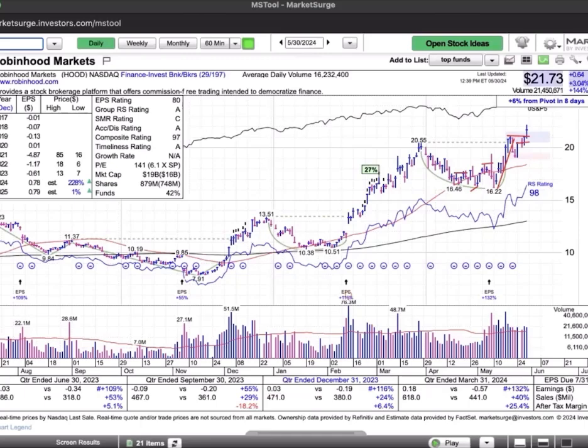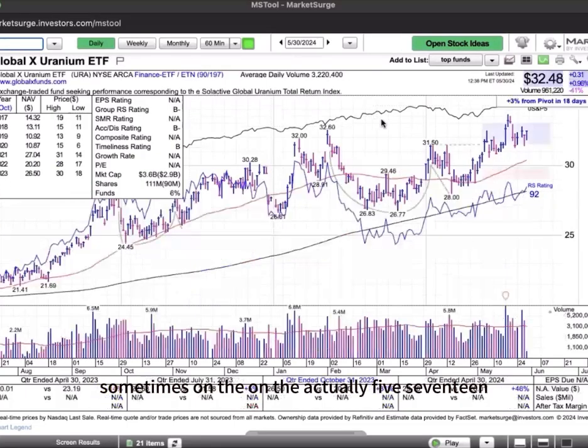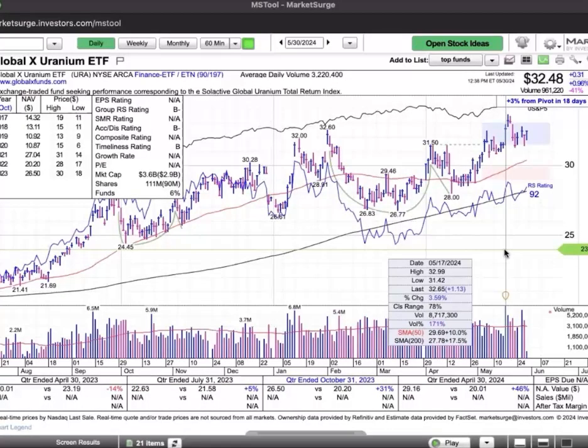Let's see. Michael's saying URA had volume on 5/17, which is a witching Sabbath. Is there any way to separate the regular trading volume from the volume generated by that? Well, you just have to account for it, knowing that sometimes, on the actual 5/17, it wouldn't have been a witching Sabbath, or at least a quad witching, a quad one anyway.